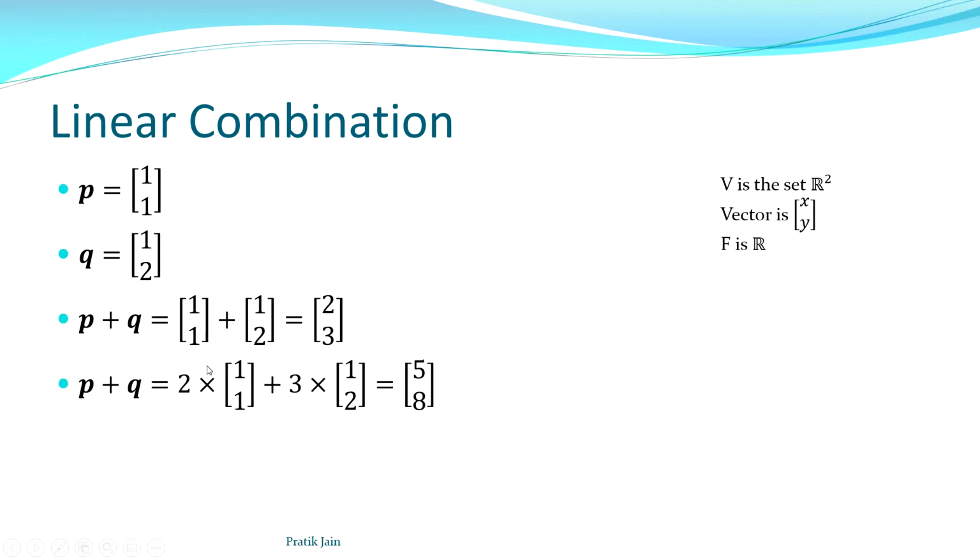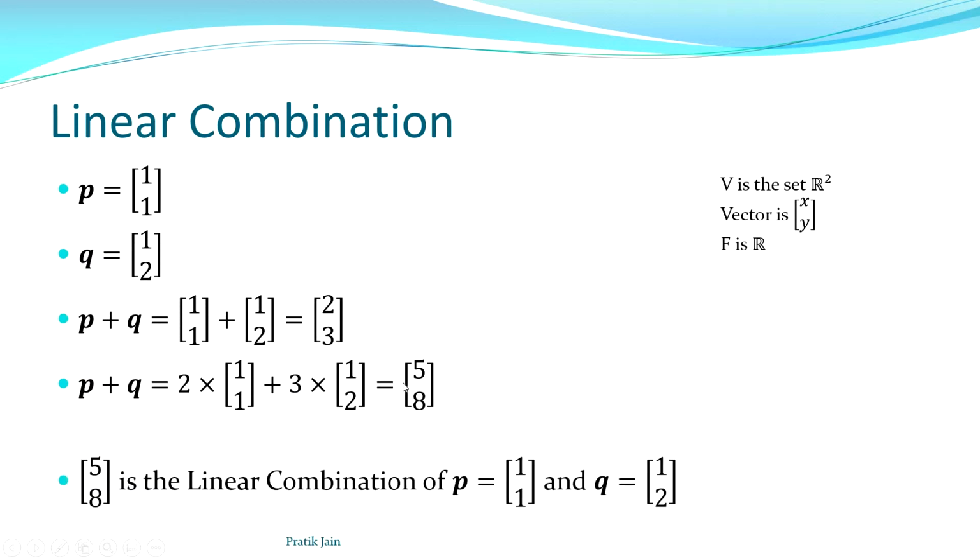Even better, we can multiply this with a scalar. So now 2 and 3 are scalars that come from the field, right? There are these vectors P and Q, and the result, whatever we get, also belongs to the vector space V, right? So this is the whole theory of vector space.